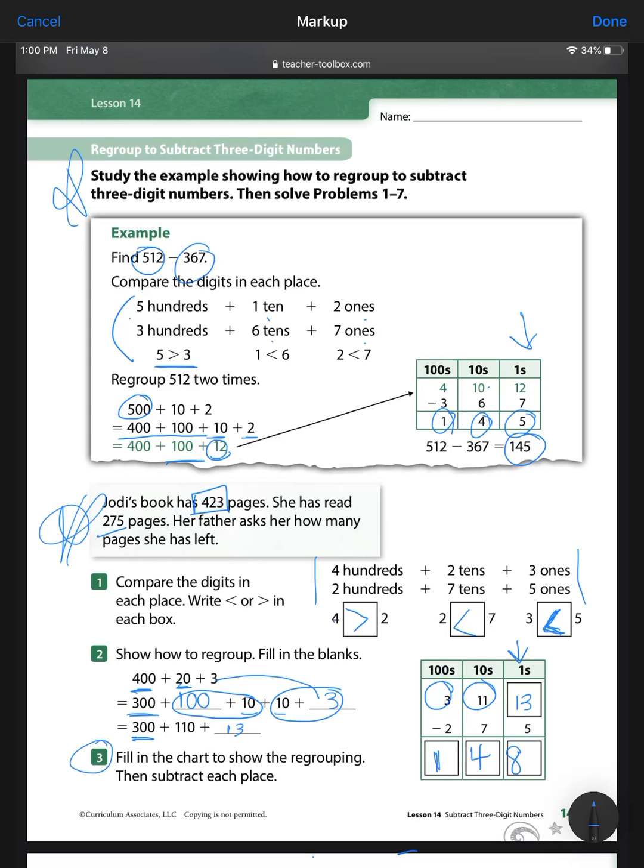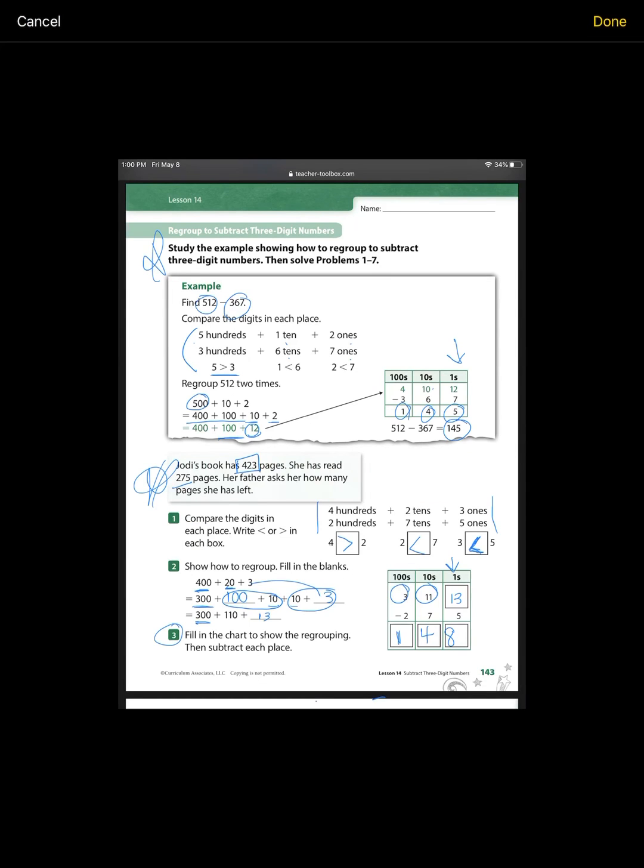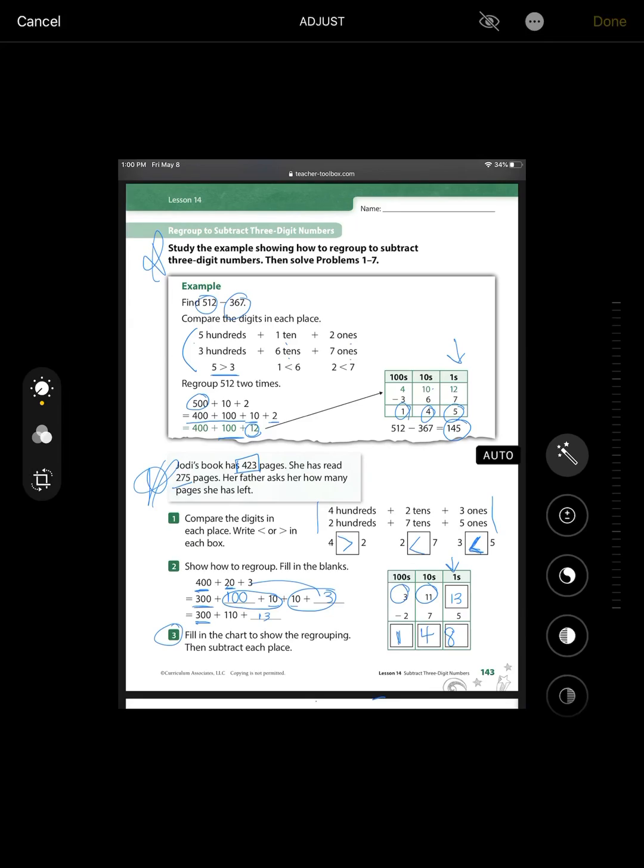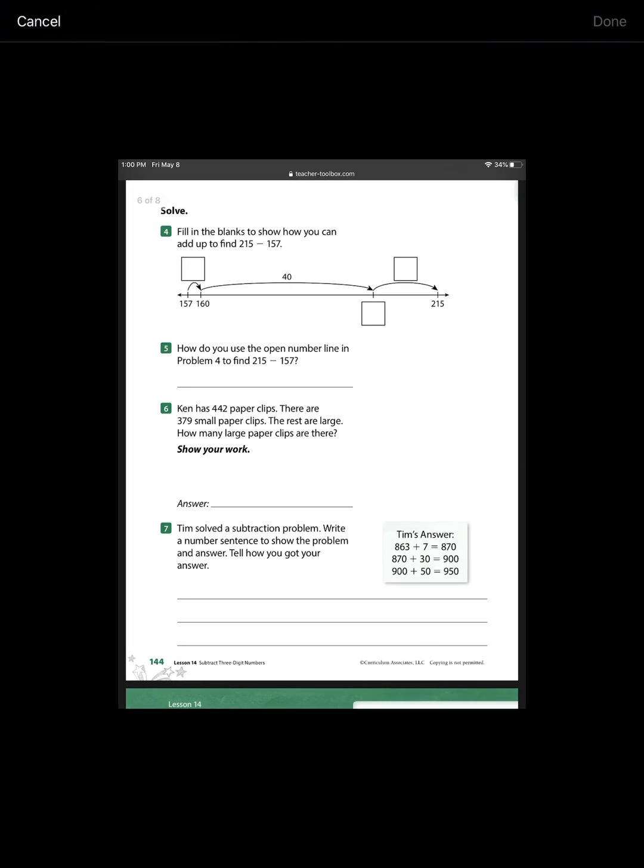148. So number 3 says fill in the chart to show the regrouping, then subtract each place. So we did that, and the answer was 148. So let's go to the next page, 143.